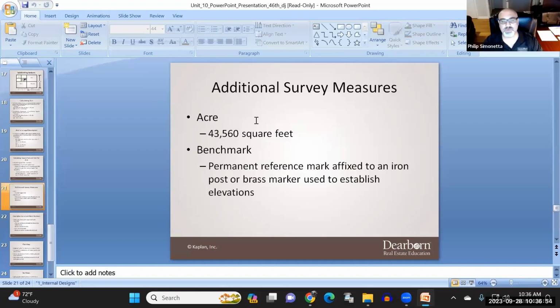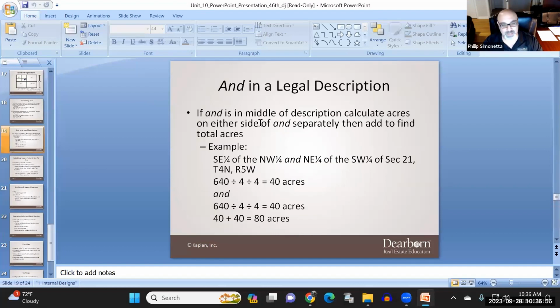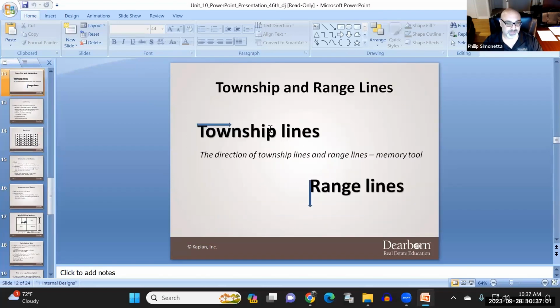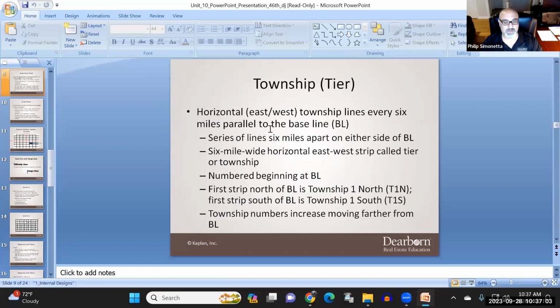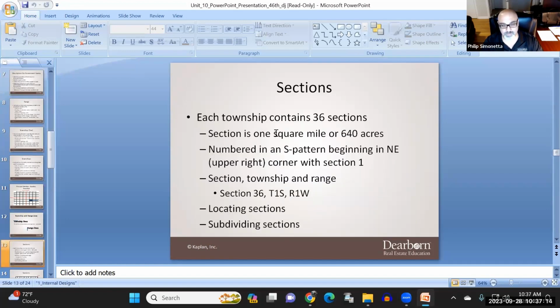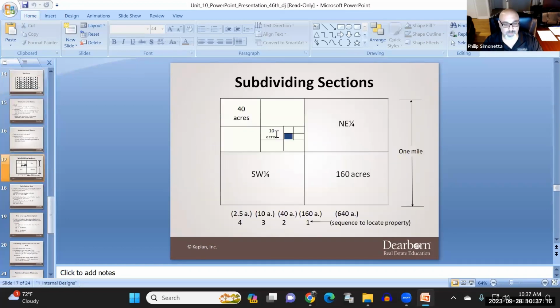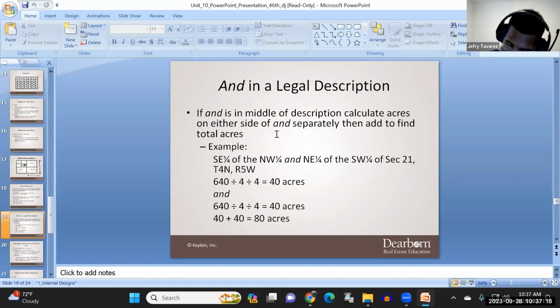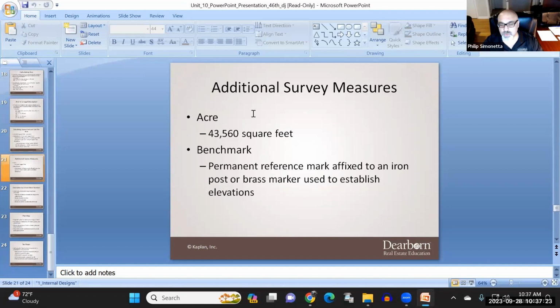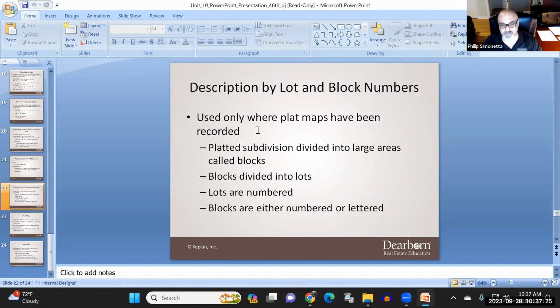So do you have it? Not lot and block, what do you call it? Give me a second, hold on. In the government survey. The government survey has benchmarks. Metes and bounds has monuments, okay? All right. Are you clear on that? We're going to go over more of that. Are you okay with that one?